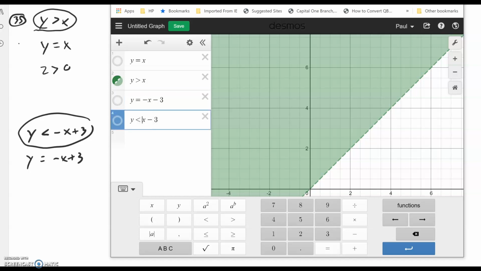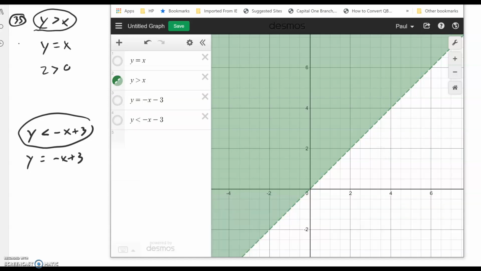I did some copying that was incorrect. So now let's take a look at the second boundary line. That looks a little better. Oh, that's not the boundary line. There. That's the second boundary line.